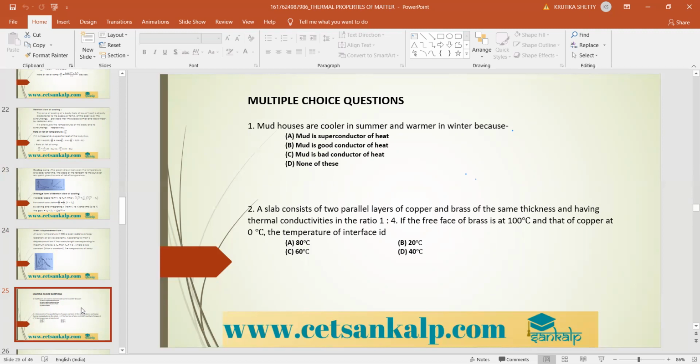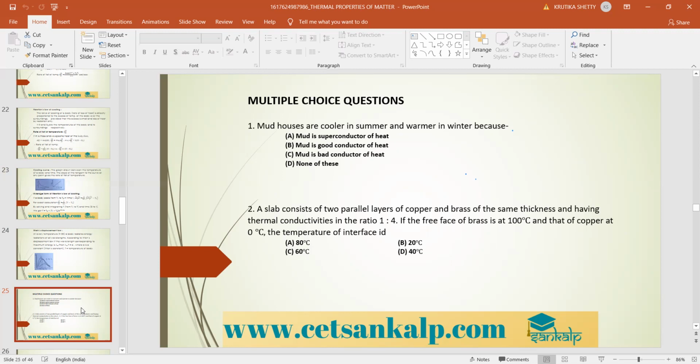In the given options, option C is correct. That is, mud is a bad conductor of heat because it prevents the flow of heat between the surroundings and the inside. So here option C is right. It is a bad conductor of heat. Therefore, it is cooler in summer and warmer in winter.